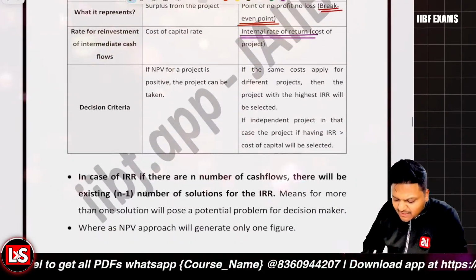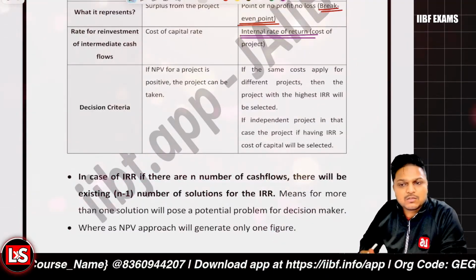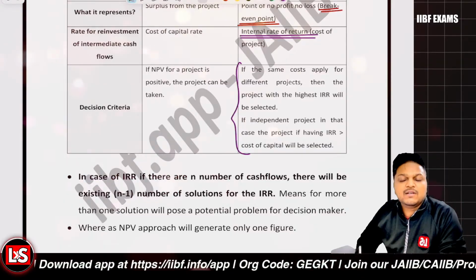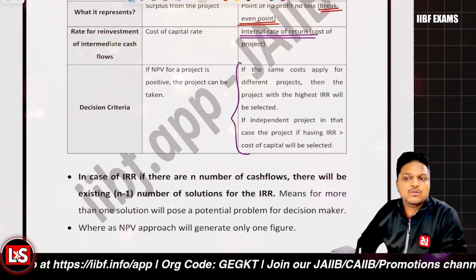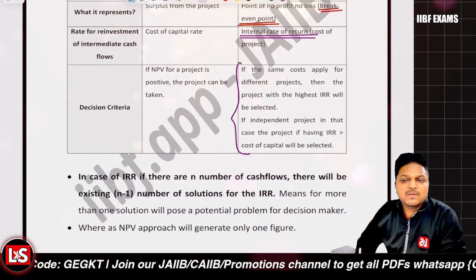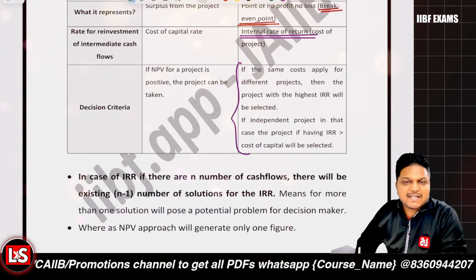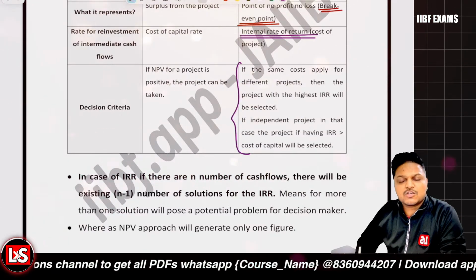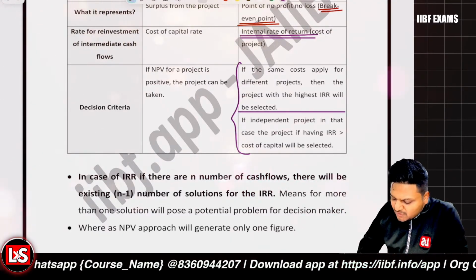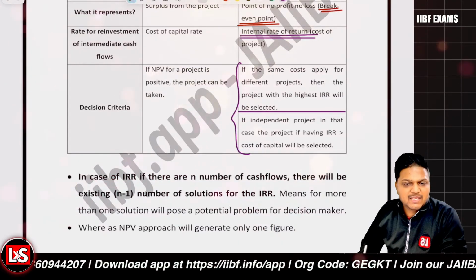And what is the decision-making criteria? In case of NPV, if it is positive, then do take up the project, otherwise not. And in case of the IRR, if the same cost is applied to different projects, then the project with the highest IRR is to be selected. If an independent project is to be evaluated, then if IRR is greater than the cost of capital, undertake that project, otherwise not. So here are the two criteria: one for multiple projects, and the other related to a single project.